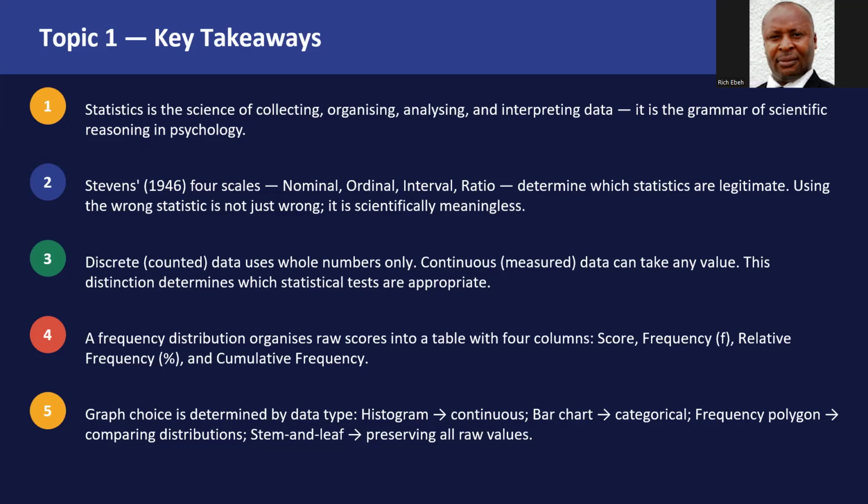Histogram is used when we have certain data type. Bar chart is used when we have other data type. And stem leaf is also used when we have other data type. I will ask you to read further in your notes to understand this better. I will also supply you with supplementary materials to understand this.